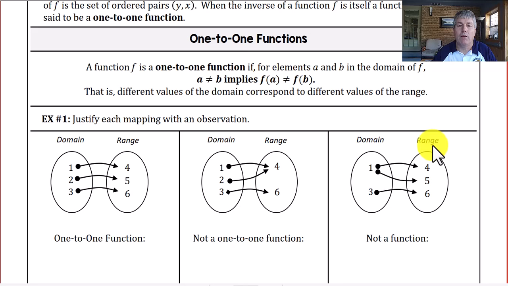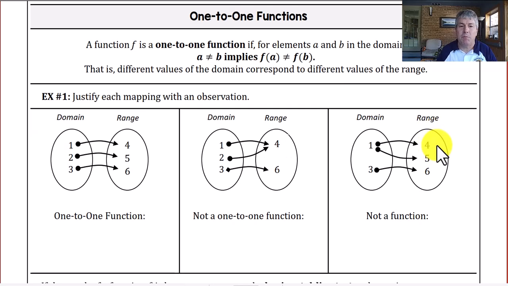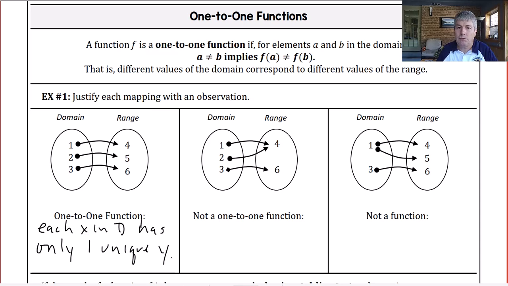In example 1, we're going to justify each mapping with an observation. So in the first one, the domain and the range, we have 1 goes to 4, 2 goes to 5, 3 goes to 6. That is a one-to-one function. Each x in the domain has only one unique y value.